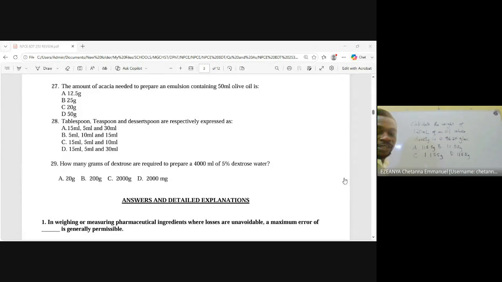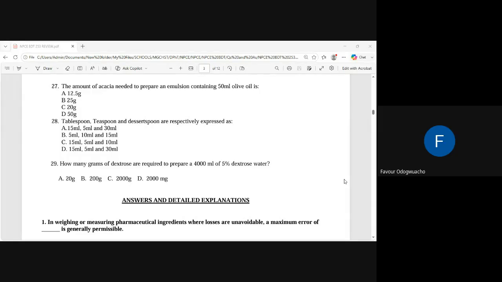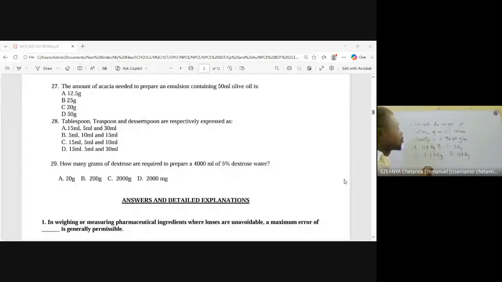Very simple question. Any confusion here? Please, did you say that the answer is A? Yes, it's A.